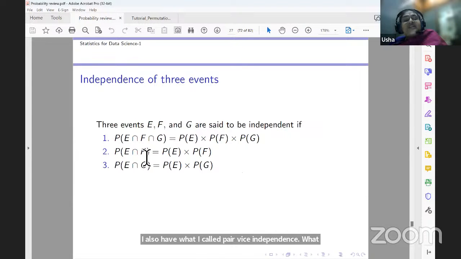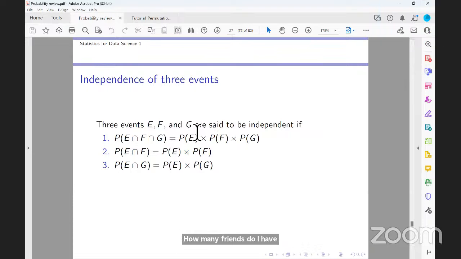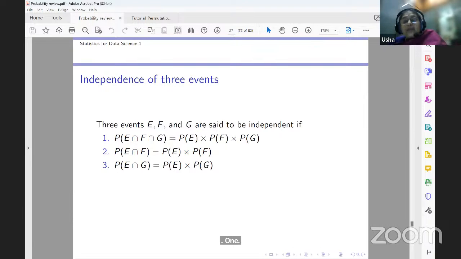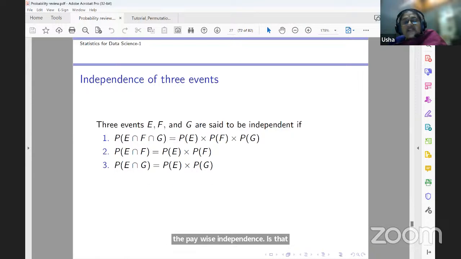What is pairwise independence? How many pairs will I have if I have E, F, G? 1, 2, 3: EF, EG, and FG, right? So I'll have three pairs. So in addition to the probability of E intersection F intersection G being the product of the probabilities, I also have to have the pairwise independence. Is that clear?